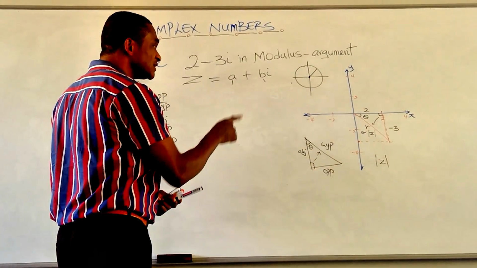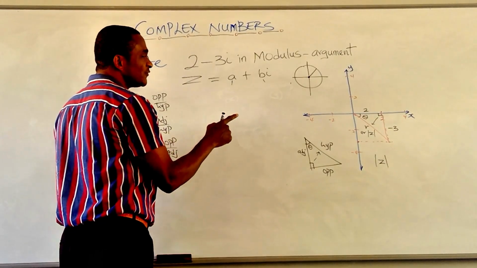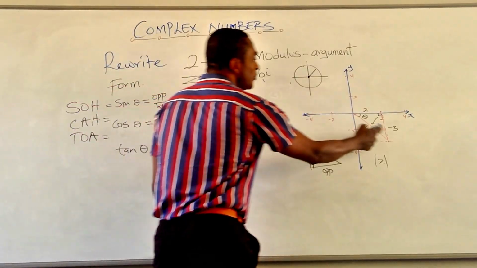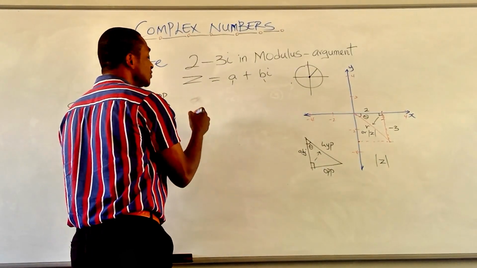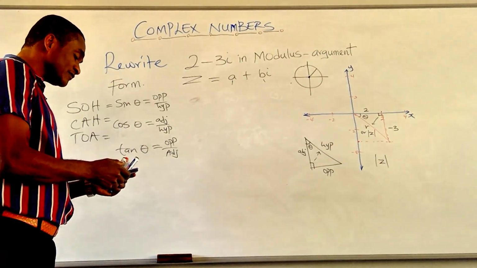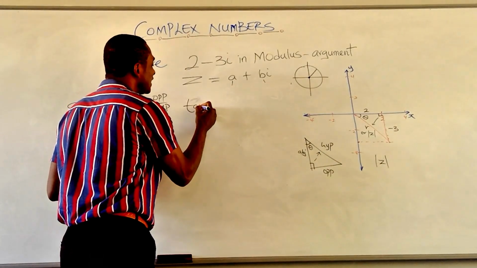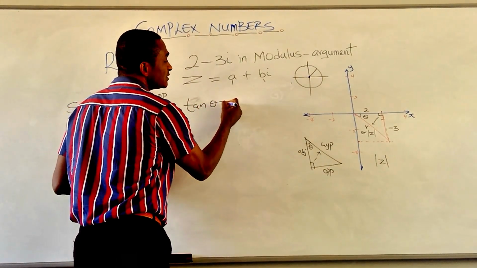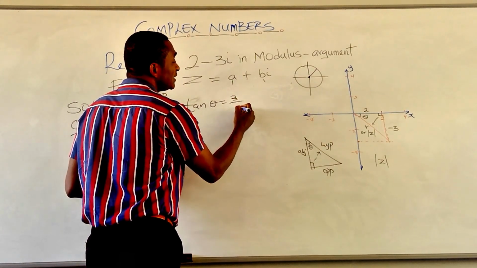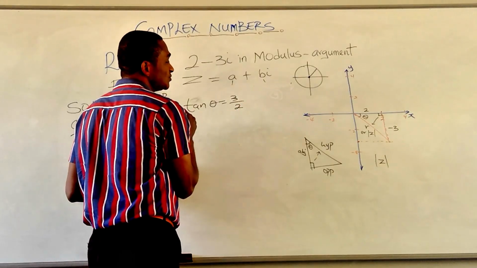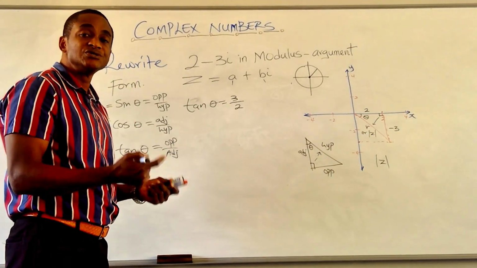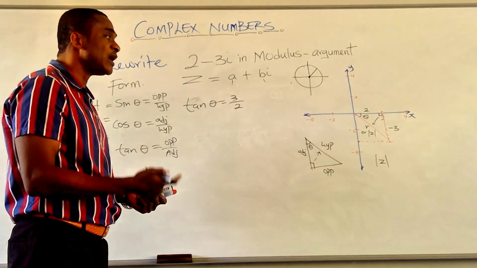Now, our argument in this case, we have opposite and adjacent, so we are going to use tan. So we have tan of theta is opposite, which is 3, over the adjacent, which is 2. Remember that this negative here is used to denote the quadrant where we are.